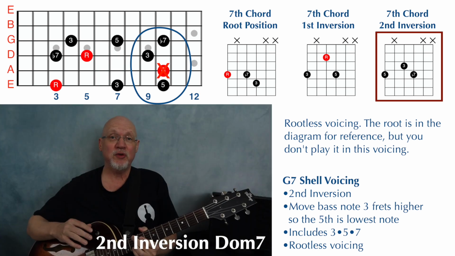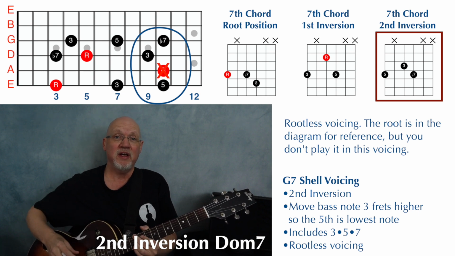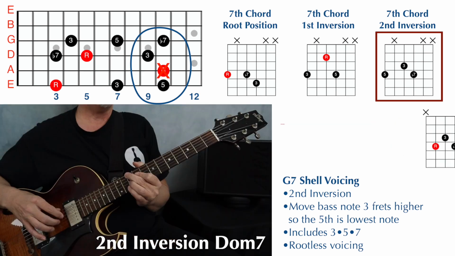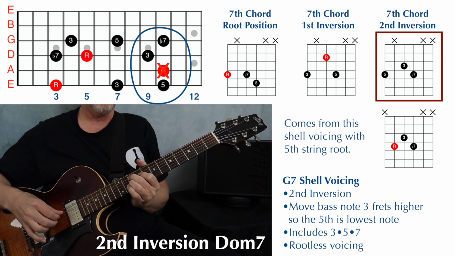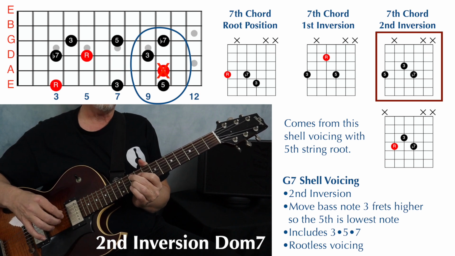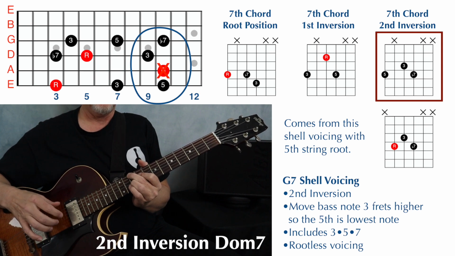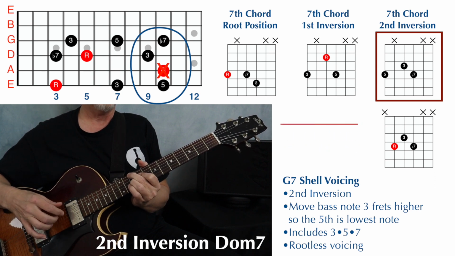I've included the root in the fretboard diagram for reference, but we're not going to play the root in this particular shell voicing. If you've studied shell voicings, you may already know this 7th chord shell voicing with the root on the 5th string. This second inversion shell voicing, it's actually the same chord. We're just playing the 5th as the lowest note and taking out the root.